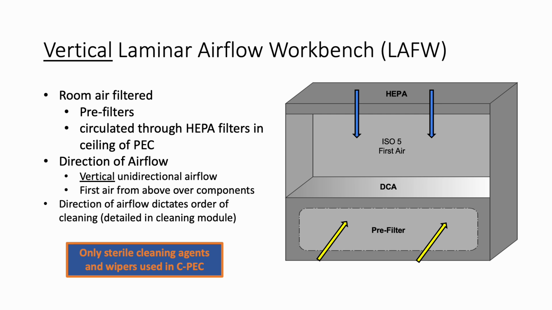There are also vertical laminar airflow workbenches, and these are pretty much the same concept in that they take air through a pre-filter and filter it back through a HEPA filter, filtering out 0.3 microns or larger, being the first air and the air you don't want to block, but this time the HEPA filters are located in the ceiling and the air is being forced down towards the workbench.